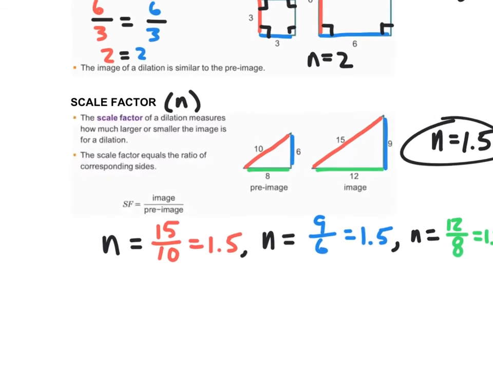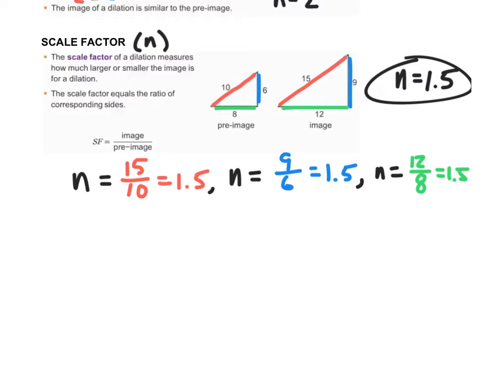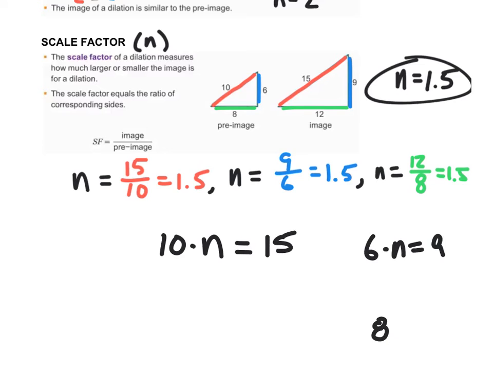Now the other thing that I can do, the way that I always learned this, was you can choose any number from your pre-image. I'm going to use 10 and 15. And what I do is I do this. I say, okay, I'm going to take some number 10, and I'm going to multiply it by my scale factor n, and I get 15 as a result, okay? So you can set this up any which way. You can say 6 times some number n gives you 9. You can say 8 times some number gives you 12. Doesn't matter. That's how I always thought about it, and then you solve this equation to figure that out.